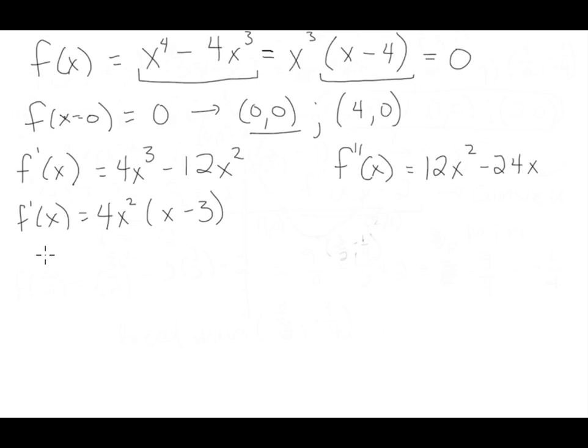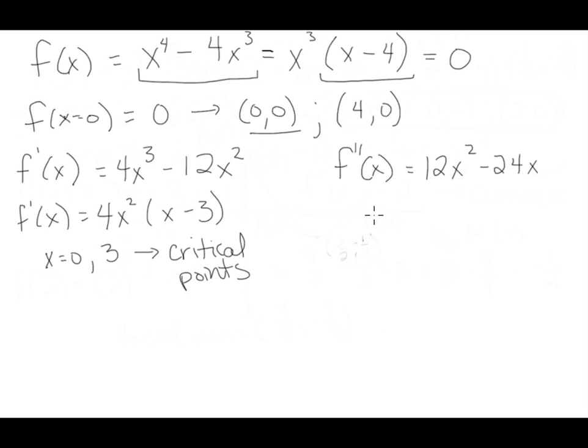So that gives me critical values at x equals 0 and x equals 3. I check whether they're critical points. The function is defined at those places. So that means that I have critical points at both critical values. And we'll come back to that in a second.